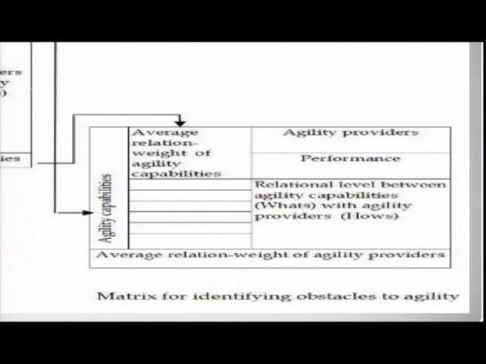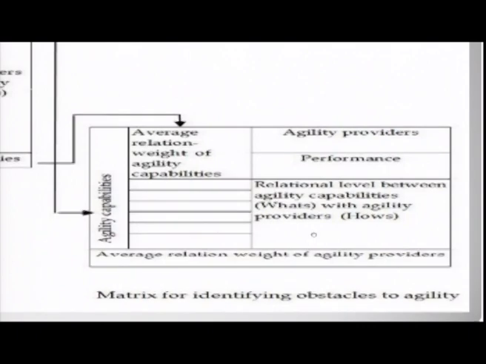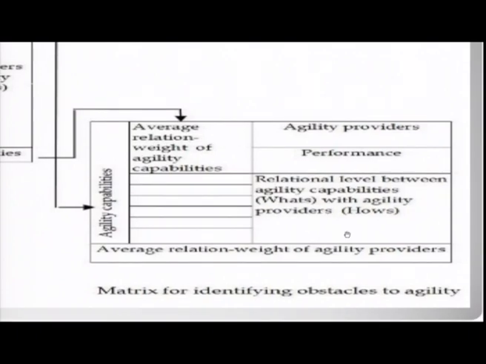As I said, with what and how, what is to be done and how it is to be done, we identify the obstacles that prevent you from working with the agile model. So how do you identify them, how do you remove those barricades? That is what this matrix for identifying obstacles to agility speaks about. So this is said to be the overall systematic agility linking model.